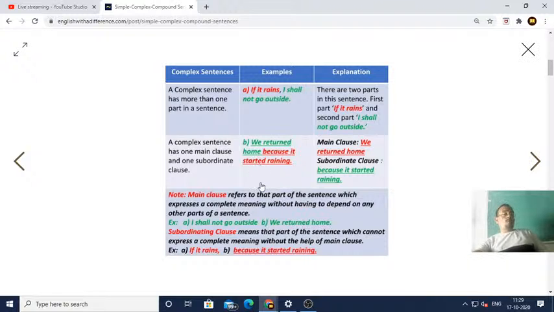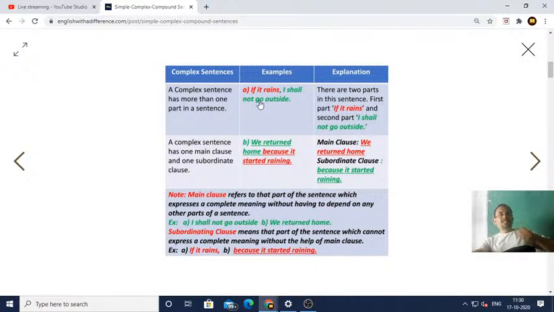Okay, when I read out this sentence, "We returned home," it is expressing a complete meaning without having to depend on the second part, which is "because it started raining." Therefore, "we returned home" is called main clause. And "I shall not go outside" is also independent, because it expresses a complete meaning, therefore it is also called main clause. Subordinate clause means that part of the sentence which cannot express a complete meaning without the help of main clause. "If it rains," "because it started raining."